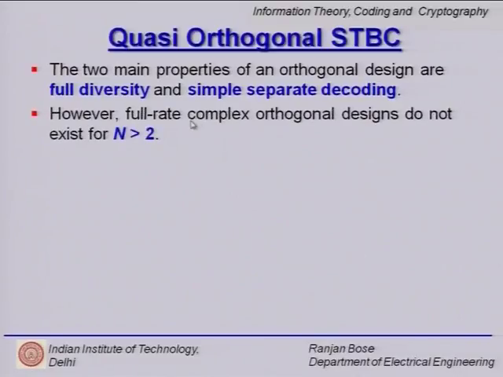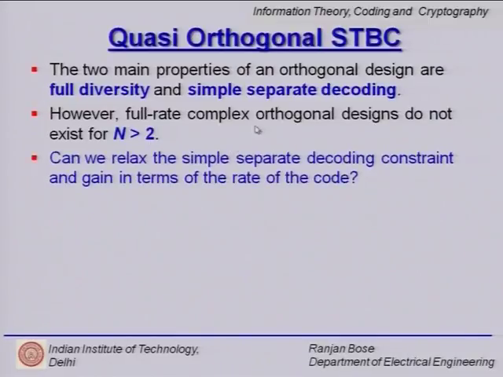But we have seen also that full rate complex orthogonal designs do not exist for n equal to 2. We made that observation. So we have to relax something to gain something more. Can we relax the simple separate decoding constraint and gain in terms of the rate of the code?